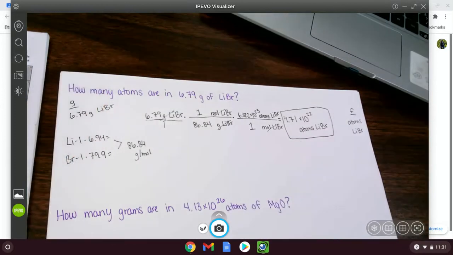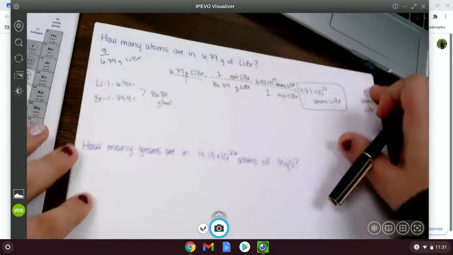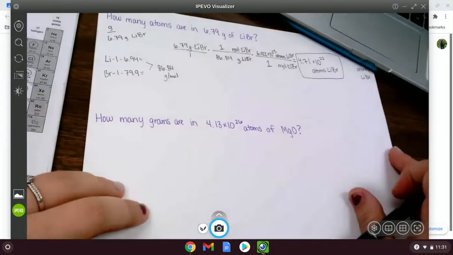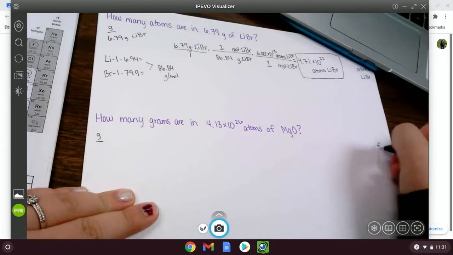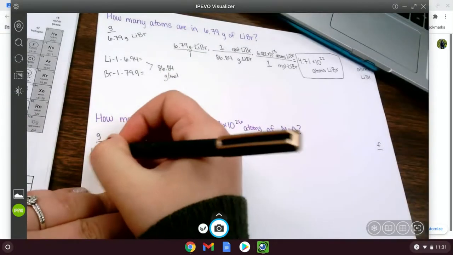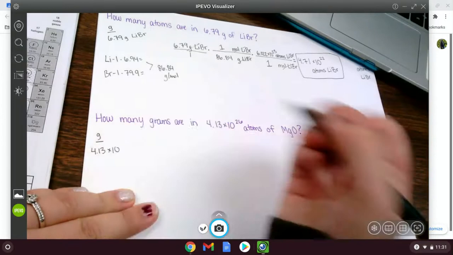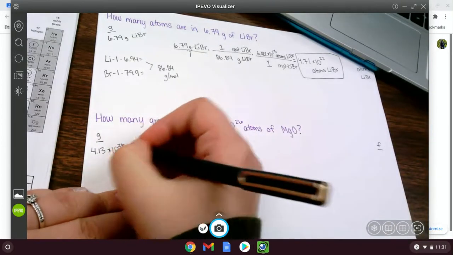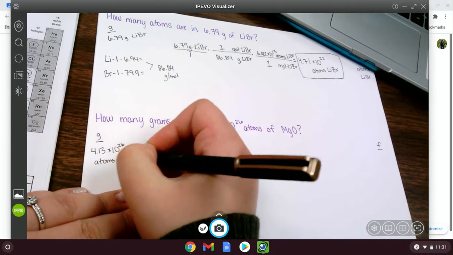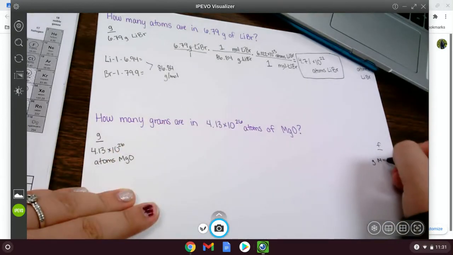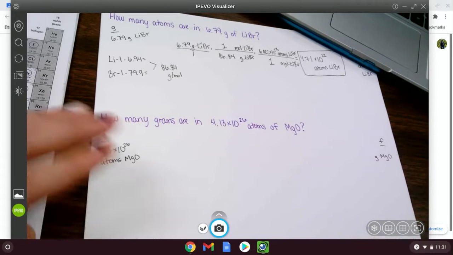So that's one problem, going from grams to atoms. Let's do the opposite. Let's go from atoms to grams. So again, start with your given and find. Always start with given and find. Your given is always the number. In this case, it's 4.13 times 10 to the 26 atoms of magnesium oxide, and we're trying to find the grams of MgO, okay? This is a compound.